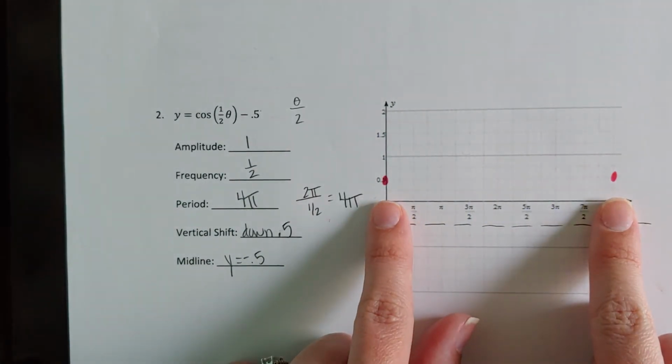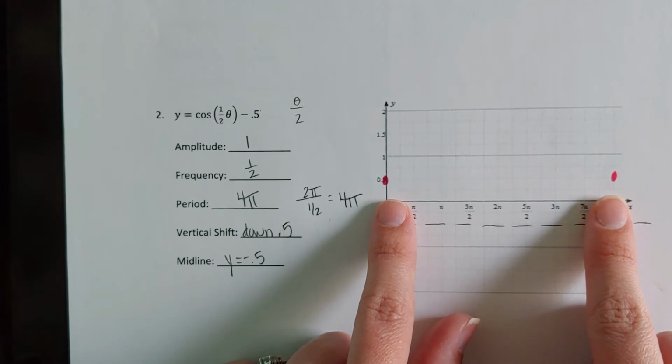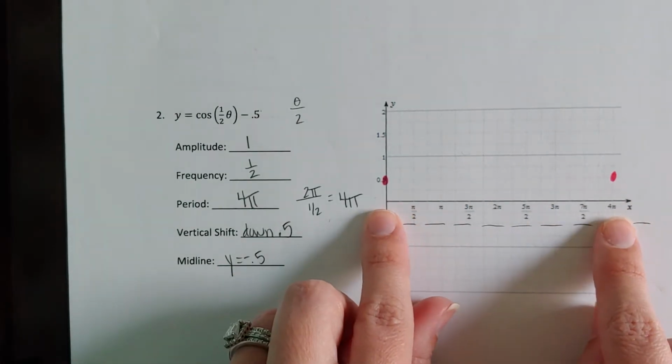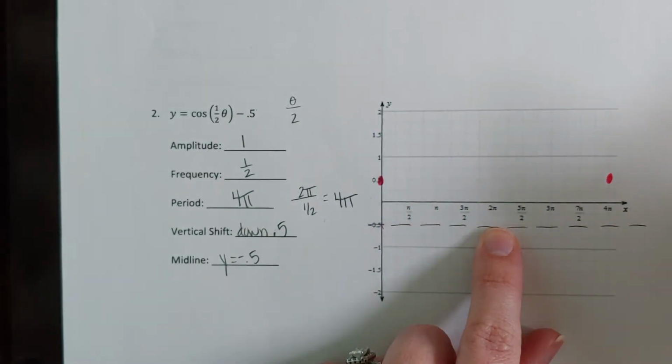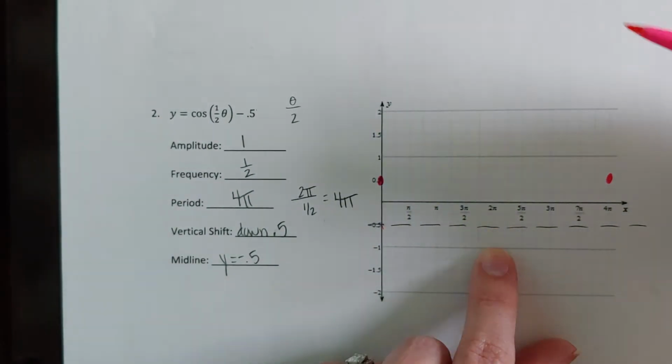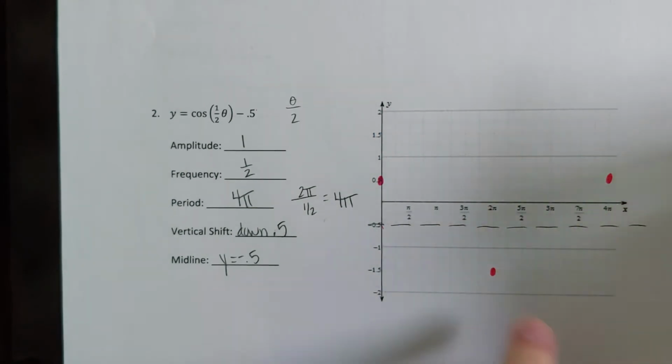Now the center, in the center for a cosine, it's going to be at its low point. So the center between 0 and 4 pi is 2 pi. So if you're at 0.5 and you go down 1, because your amplitude is 1, you would be at negative 1.5.